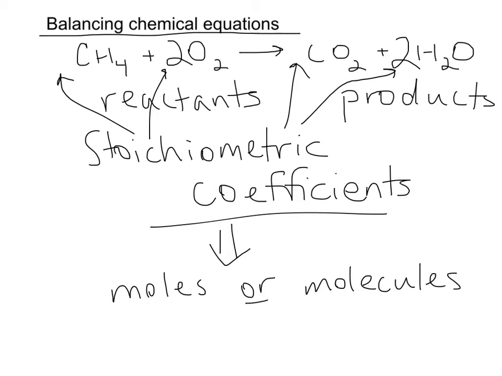So I'll show you an example of what I mean by that. How this ratio works for this reaction is that 1 mole of CH4 reacts with 2 moles of O2 to produce 1 mole of CO2 and 2 moles of H2O. So that's using the word moles. That's one way to interpret this. The other way, which is the same ratio idea, is with molecules. So you could say 1 molecule of CH4 reacts with 2 molecules of O2 to produce 1 molecule of CO2 and 2 molecules of H2O.